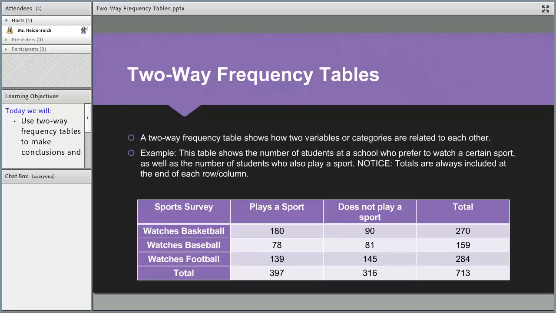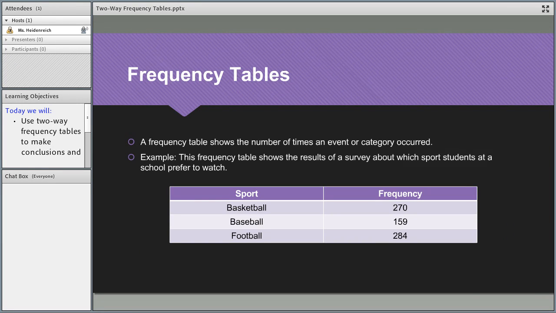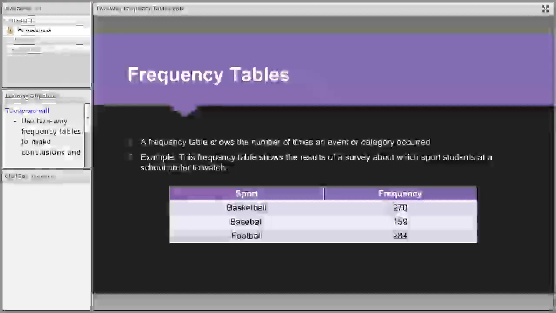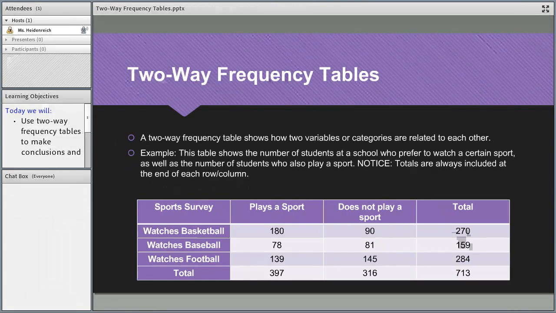And so out of the number of people that were surveyed, if we go back and look here, we still have the same number of people that responded, 270 people for basketball, but now we can see that 180 of those people play a sport and 90 didn't. That adds up to the total people that responded that they prefer to watch basketball. And you can go down the table and see some different things based on that.